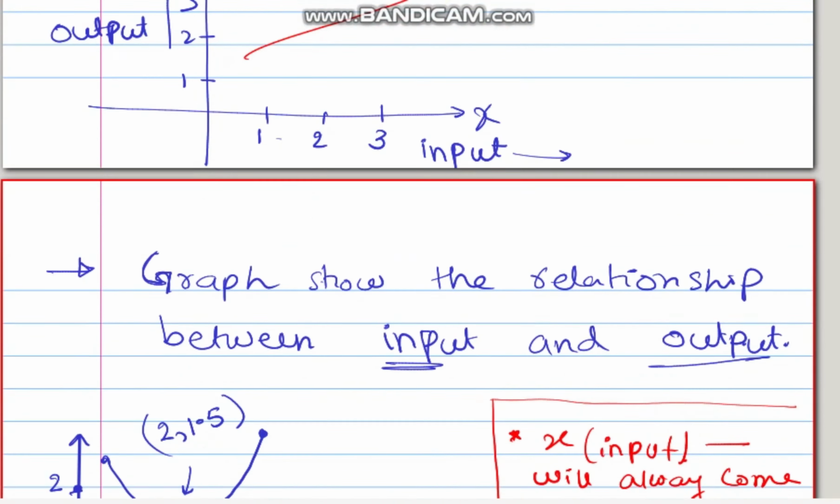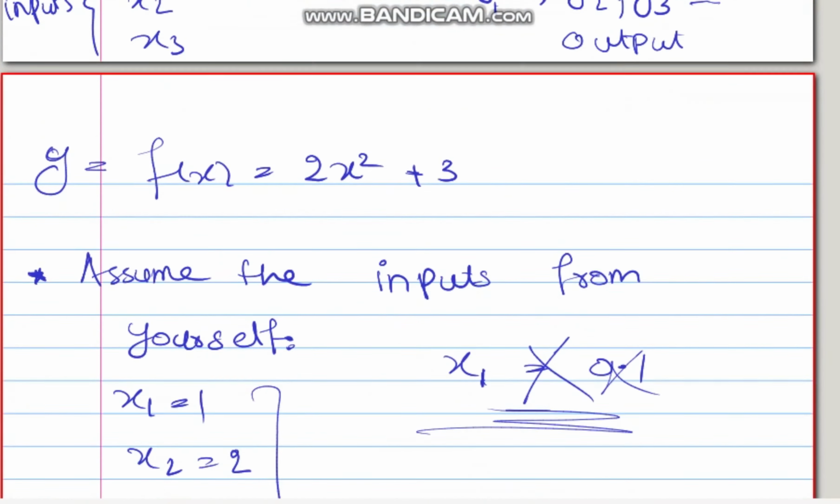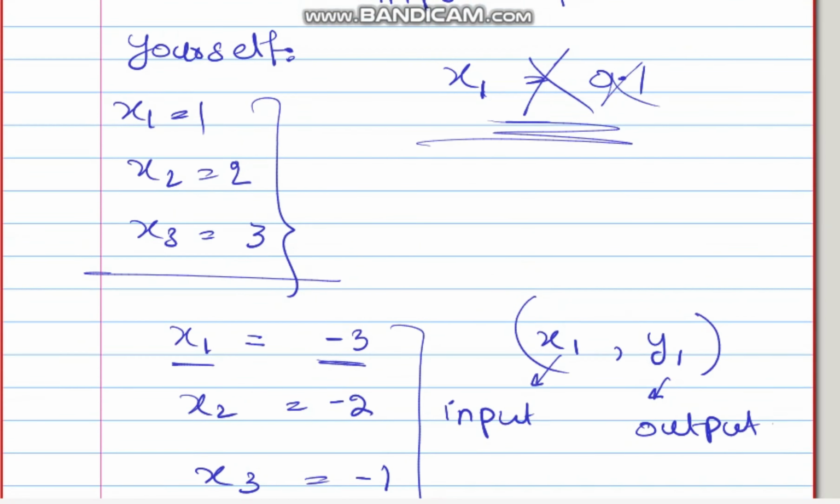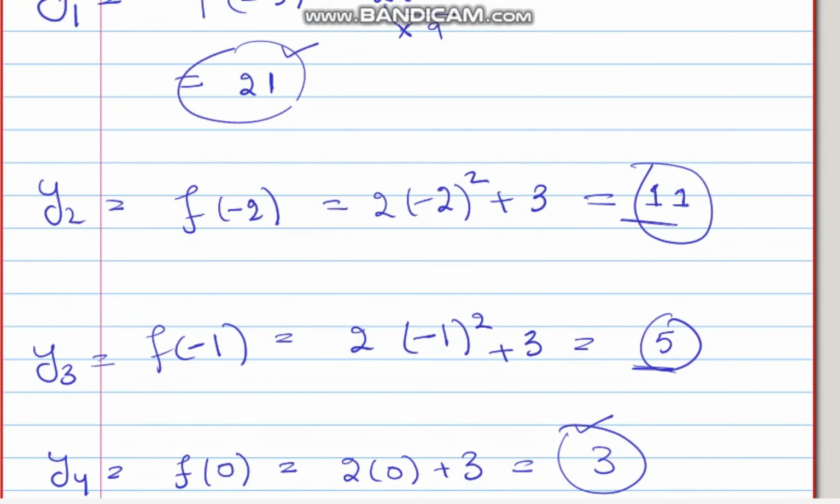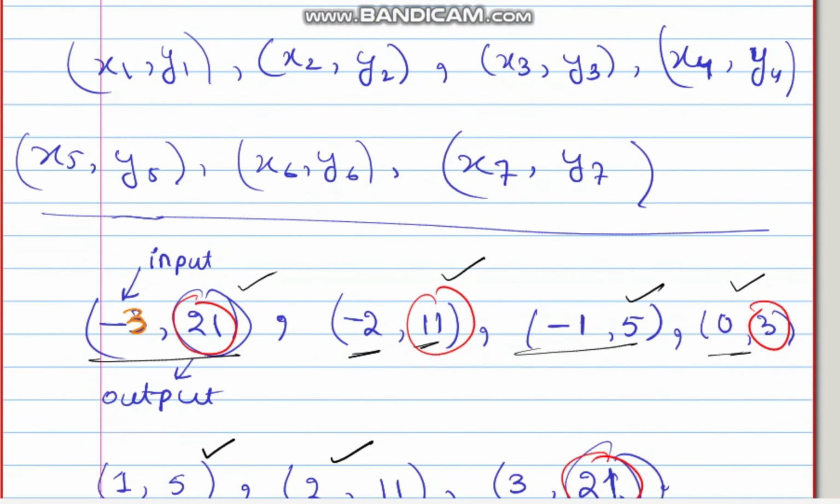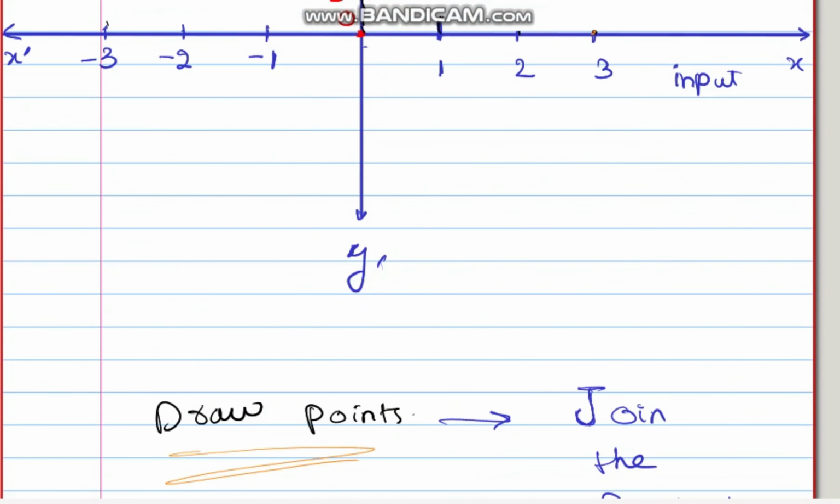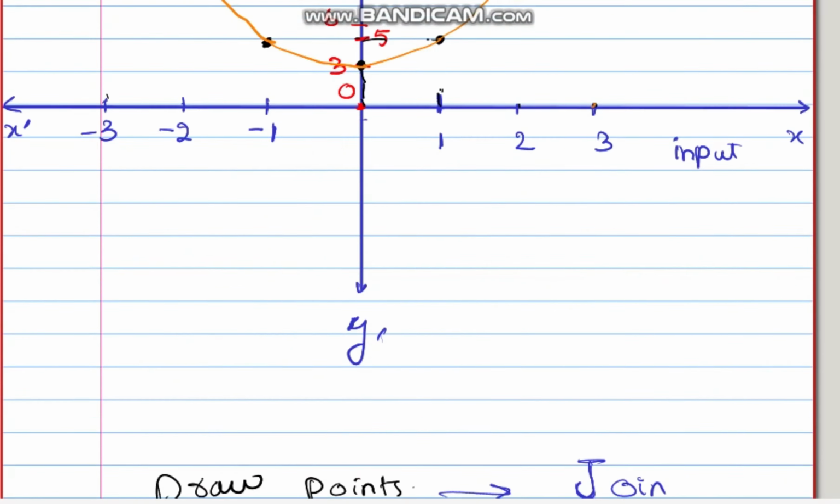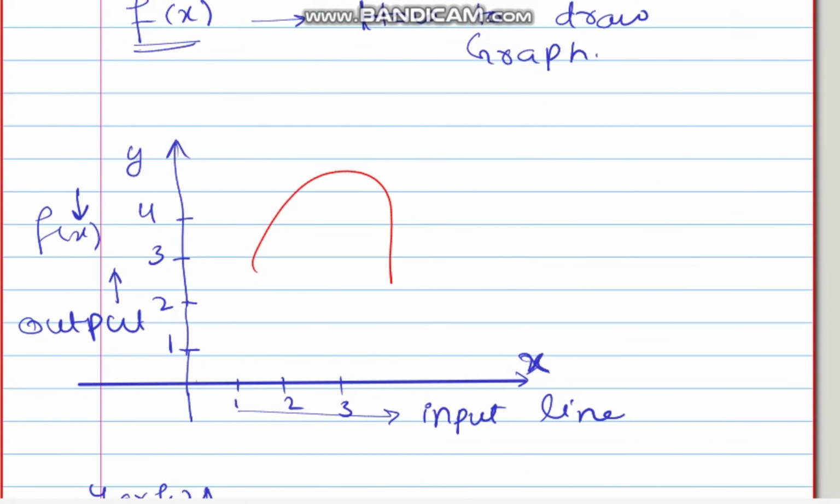First of all, assume the points. Sorry, first of all, assume the inputs. Find the outputs. Write in point form. Draw the points. Join the points by drawing lines, and then you have the graph. This is a very easy thing.